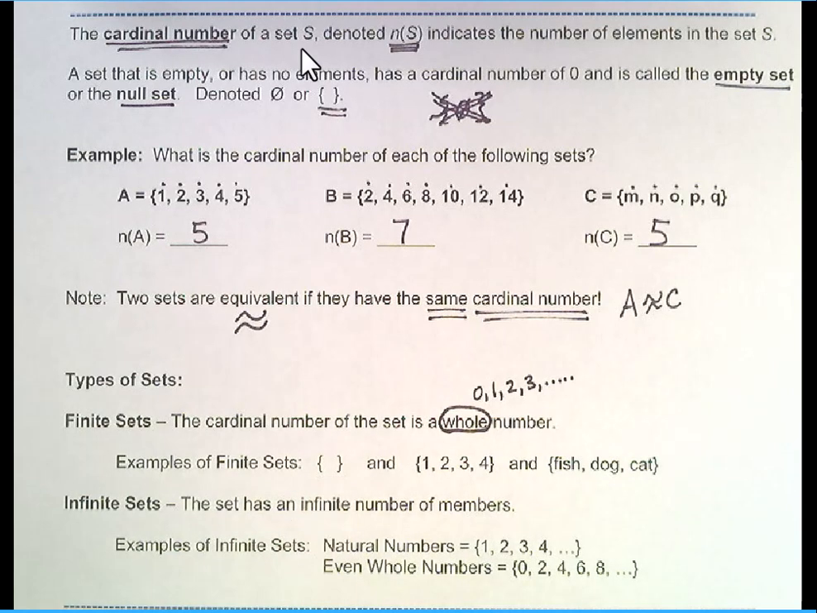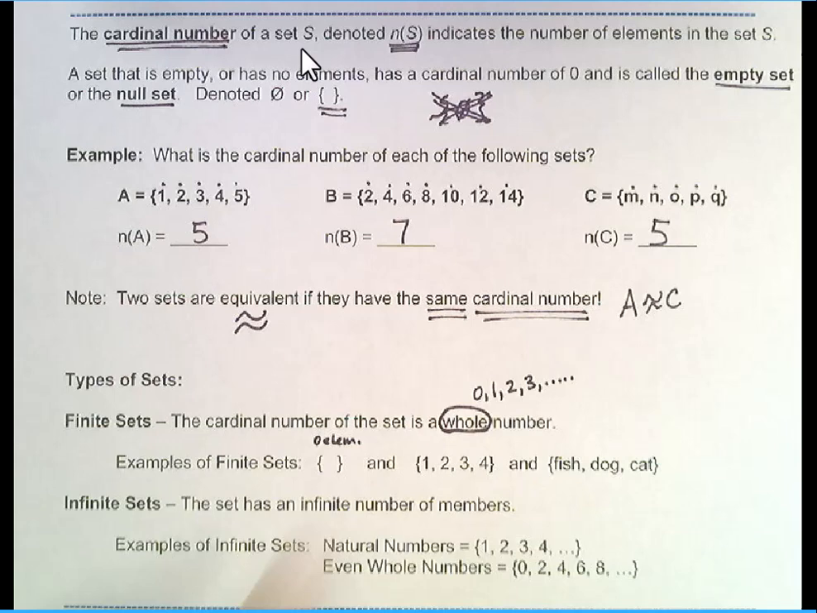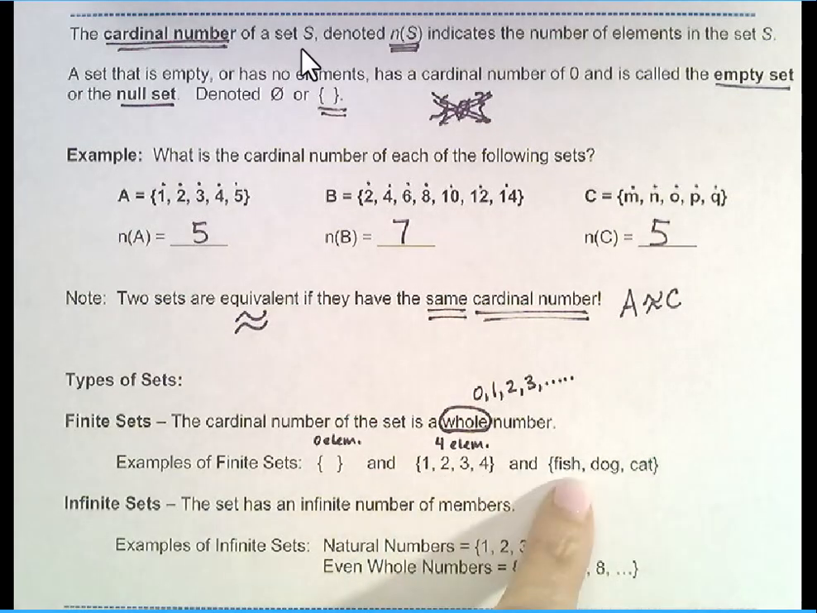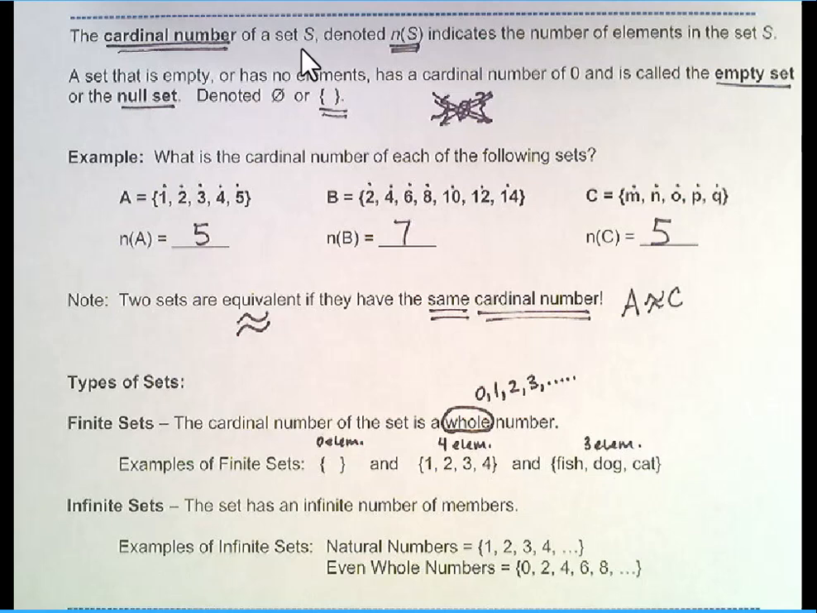So examples of finite sets. The empty set, that's finite. Finite meaning a countable number of elements. It's 0 elements, right? 0 elements inside the empty set. This is a finite set. It's got 4 elements. That's a whole number. Fish, dog, cat, that's got 3 elements. That's a whole number. So see, as long as you get a whole number for your cardinal number, it's a finite set, meaning you can actually count the number of things.